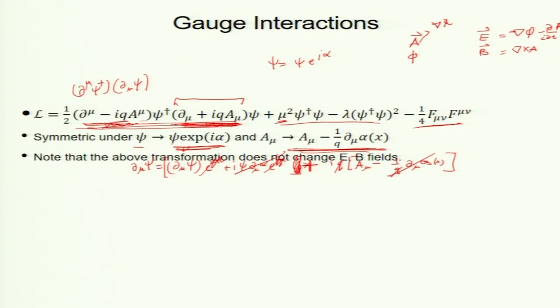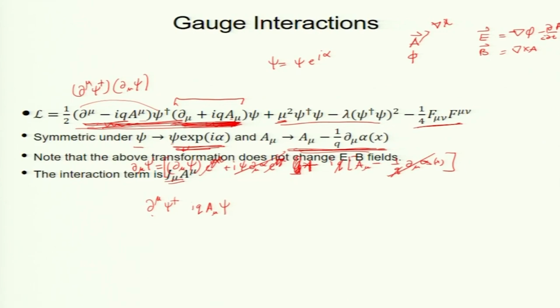Now we are all set. The interaction term is J mu A mu. How do I see that J mu coming here? Let me look at one term. What is this interaction term? Del mu psi dagger multiplied with this iq A mu psi. I take this derivative and multiply that. This one term is A mu mod psi square.